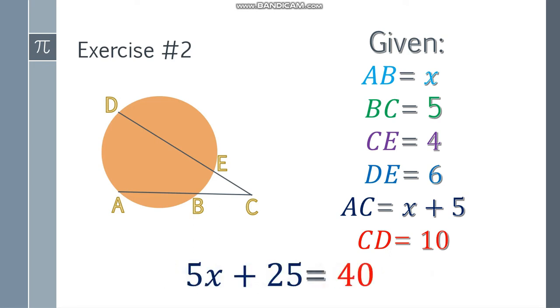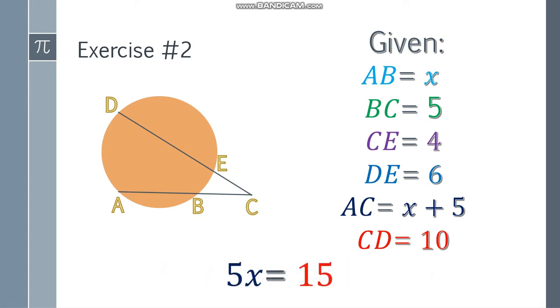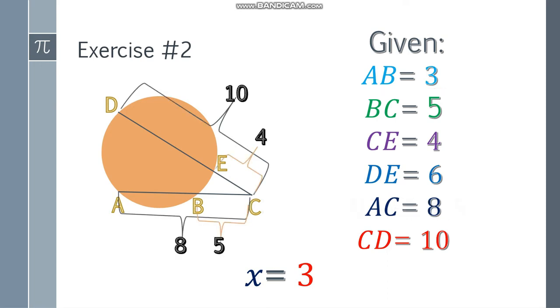Let's simplify it further. Subtract 25 from both sides. That will be 5x is equal to 15. Divide both sides by 5 and you will get x is equal to 3. So let's put 3 here. AB is 3 and AC is equal to 3 plus 5, so that will be 8. So there you have it. The whole secant for AC is 8, and the whole secant of the other one is 10.